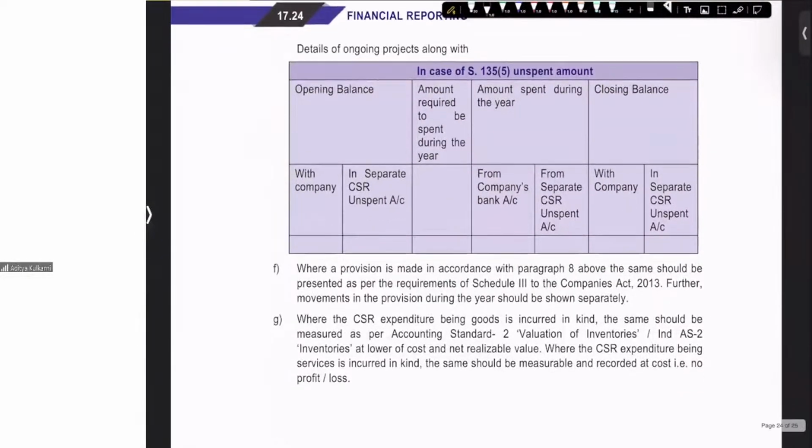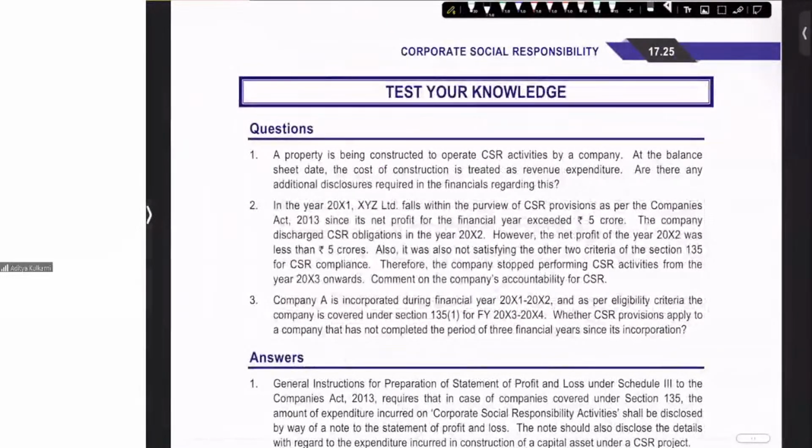Provision made should be presented as per requirements of Schedule 3. Incurred in kind, measure the inventories as per Ind AS 2. That's it. There is nothing else left. Okay.